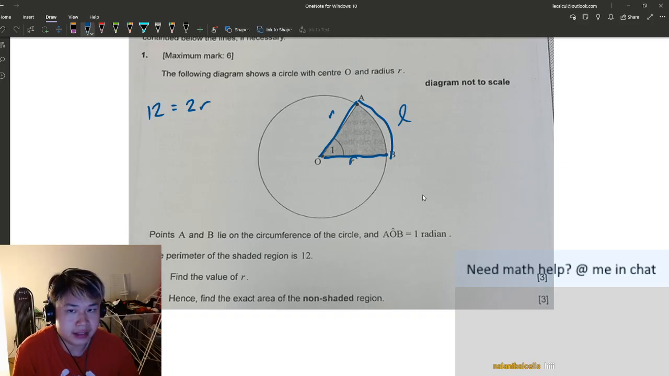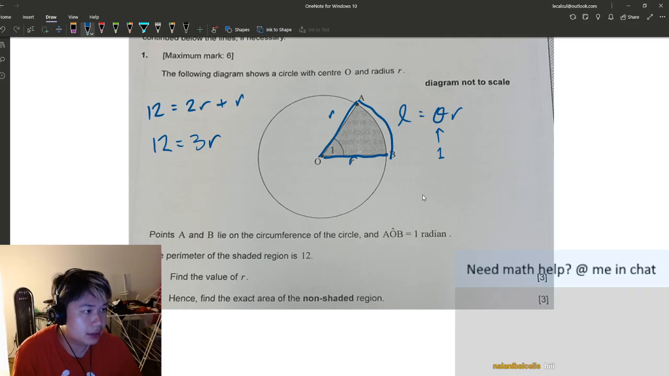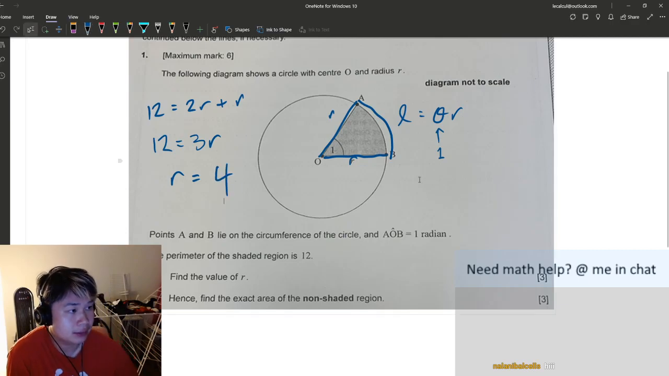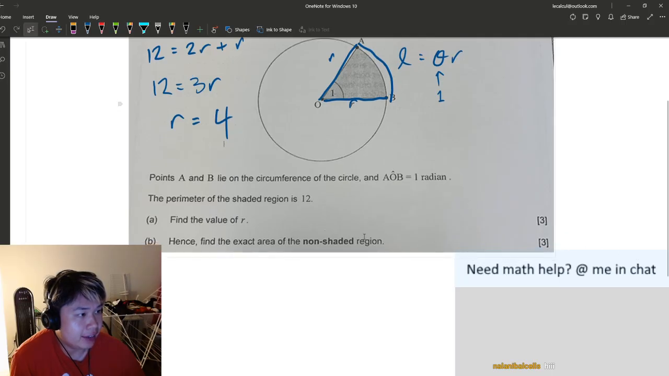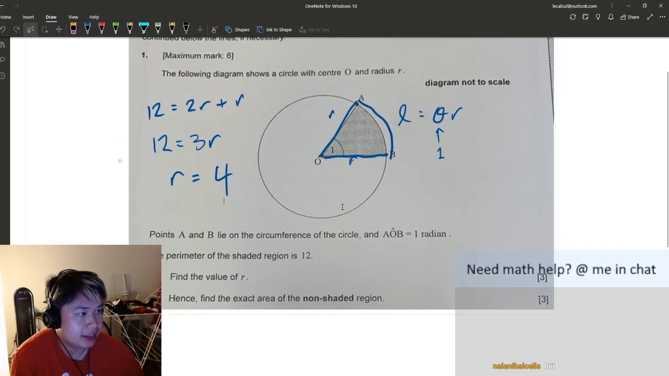And the arc length is a pretty straightforward formula. It's just theta times r. And we know that theta is 1. So this is plus r. So 2r plus 1r is 3r, which means that the radius has to be 4, because 3 times 4 is 12. Then we can find the area of the non-shaded region.